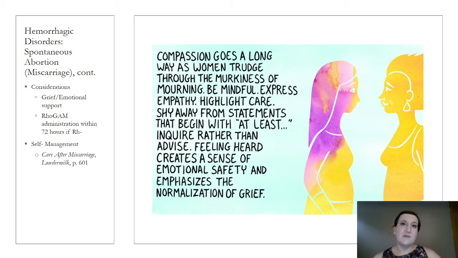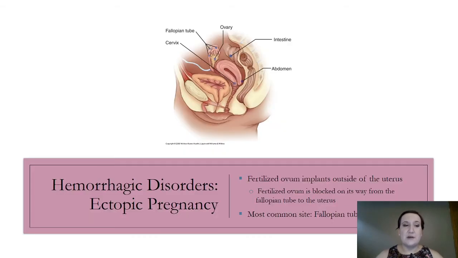Especially if subsequent miscarriages have occurred, you have to recognize how trying that is to a woman, and not only to the woman herself, but I've also seen partners struggle very, very much so with this. Bonding has already begun, hopes, dreams, all of that stuff. So we have to consider that emotional aspect as well. If those moms are Rh negative as well, we do also have to administer RhoGAM. And then self-management, reference your textbook on page 601 for talking about care after miscarriage.